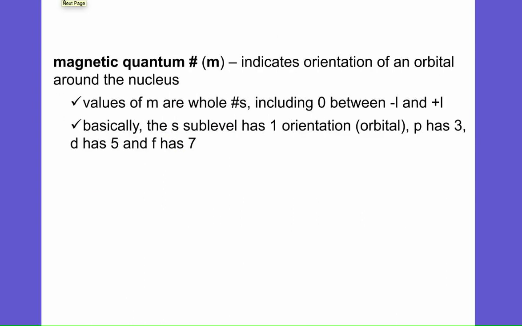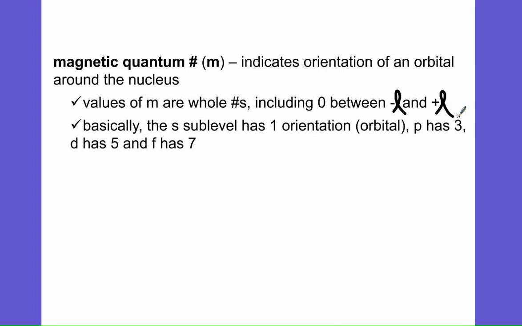Then we go to the magnetic quantum number. This indicates the orientation of an orbital around that nucleus. Again, there's a pattern here to follow. There are rules for this. Values of m are whole numbers, including 0, between negative L and positive L.